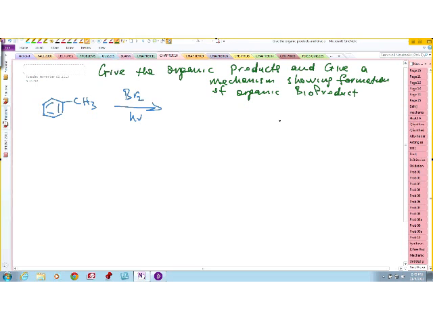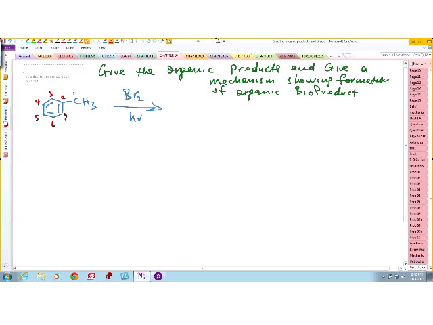The first thing is, let me label this. Let me number this. It's carbon 1, 2, 3, 4, 5, 6, 7. What will be the product? Which carbon are we going to be joining together? What will be the products? All of the organic products, yes. Some organic product is going to be a methyl bromocyclohexane.